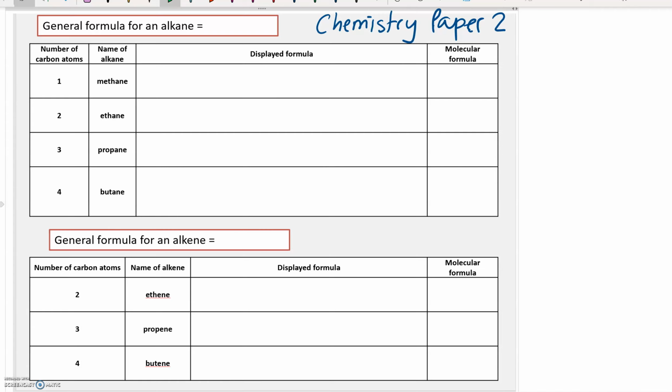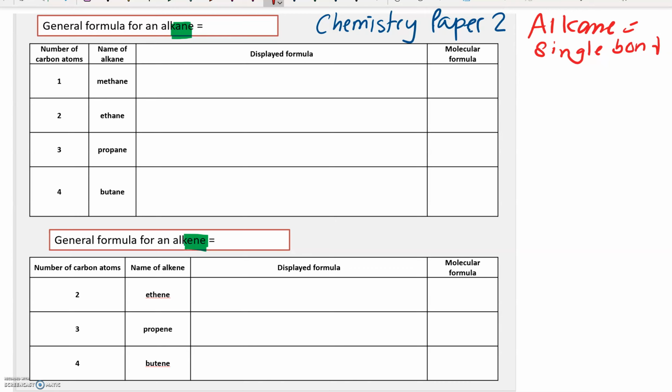So first of all, the main thing is to remember this ends in ANE and that ends in ENE. So that's one way of remembering if it's ANE or ENE. So what does alkane stand for? Alkane stands for single bond. It means it has one bond sharing rather than two. And I'll show you what they look like when you draw them.